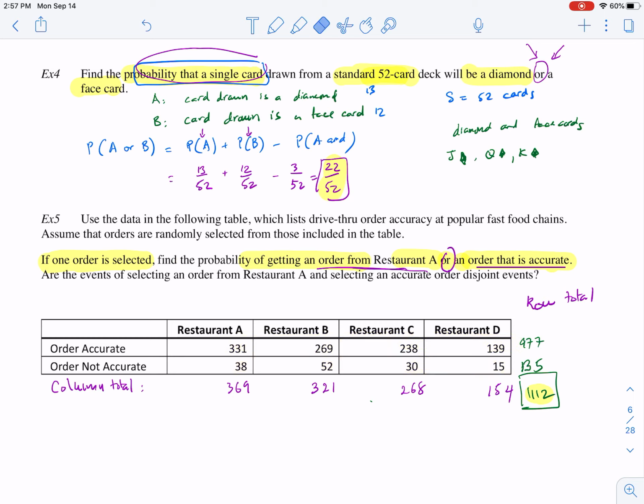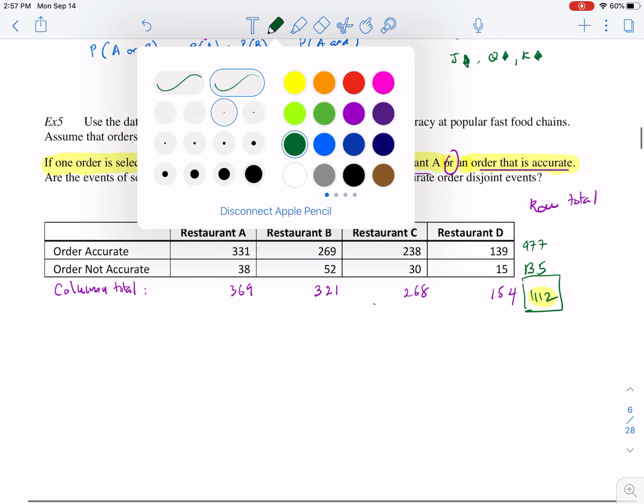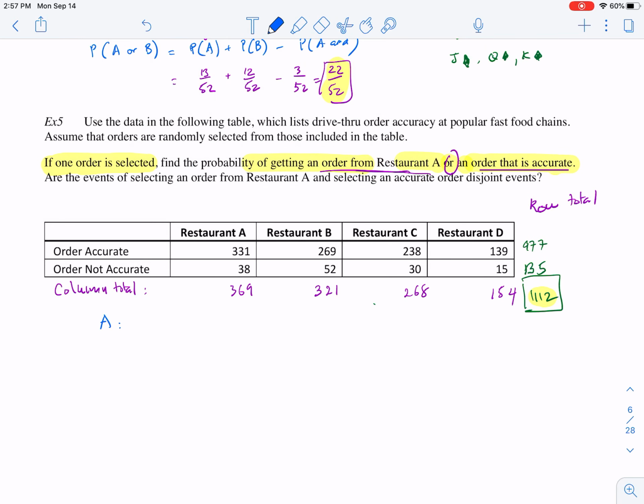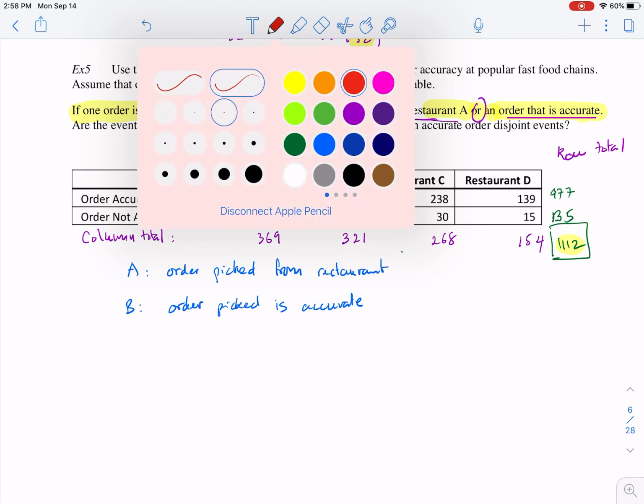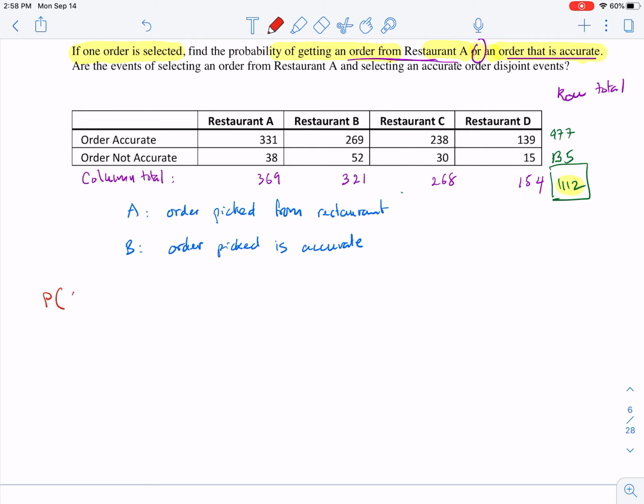So now we are asking, if we select one order randomly, what will be the chance that the order we selected is from restaurant A, or that the order is accurate? The way we do that is we define these events so that it's easier to apply the rule. Let A be the order picked from restaurant A. So that's event A. Event B is defined as the order picked is accurate. So now the question is asking us to find the probability of A or B.